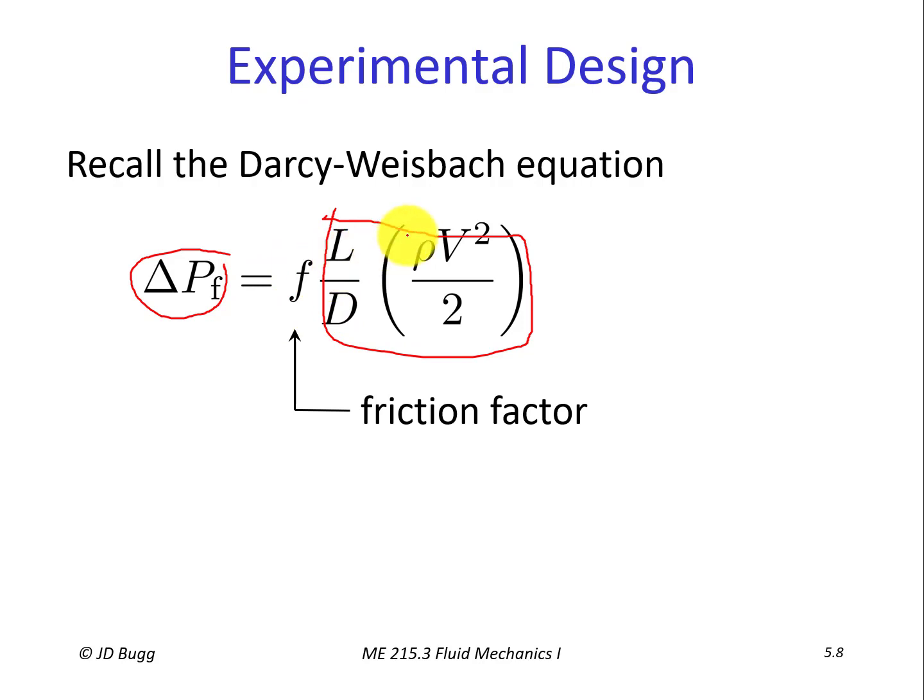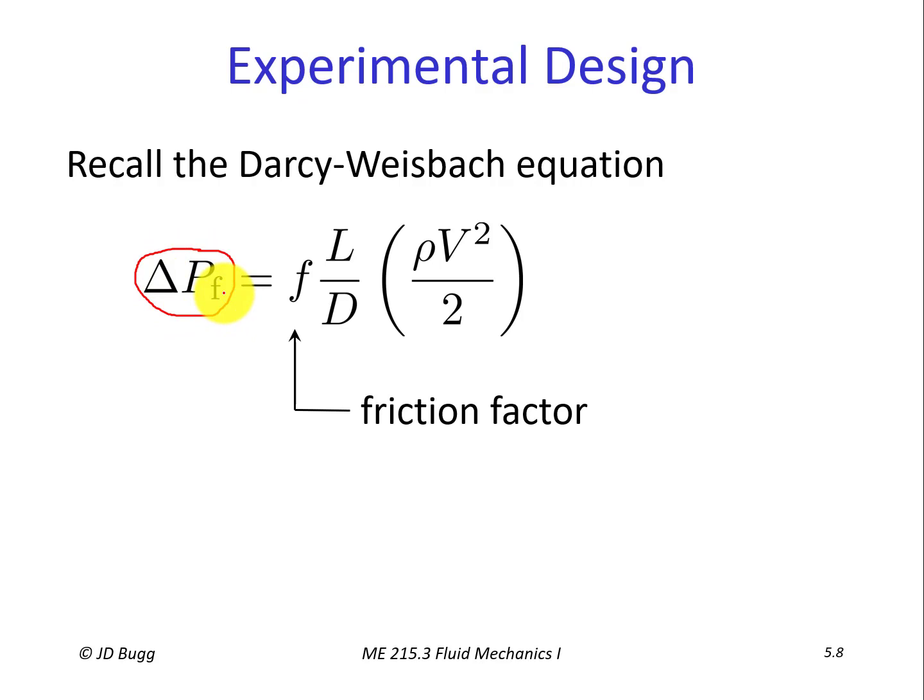Well, if we're trying to do experiments to figure out what the friction factor is in a pipe, remember the pressure drop in a pipe depends on a lot of things. It depends on the length of the pipe, the diameter of the pipe, the density, the velocity, it also depends on the viscosity of the fluid and the roughness in the pipe. So there's quite a long list of parameters that the pressure drop depends on. And if we were to ignore this friction factor and try to write an expression for delta P friction as a function of all of those parameters, it'd be a very complicated expression.